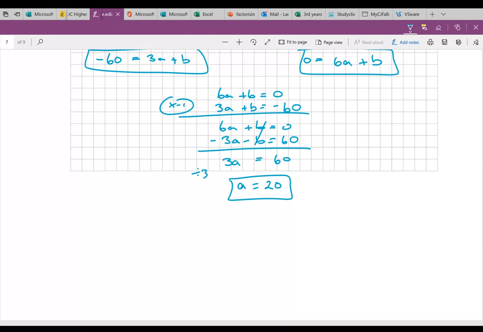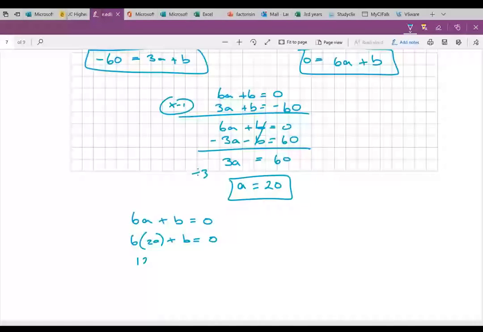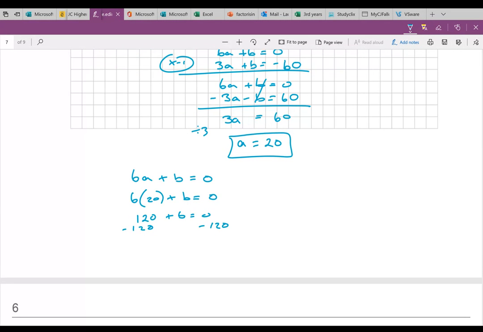And then I can sub into either of them. 6a plus b is equal to 0. 6 times 20 plus b is equal to 0. 6 times 20 is 120 plus b is equal to 0. Subtract 120 both sides, and I get that b is equal to minus 120. Okay, and that's your flash revision of functions and graphs more. This doesn't go through function language as such.